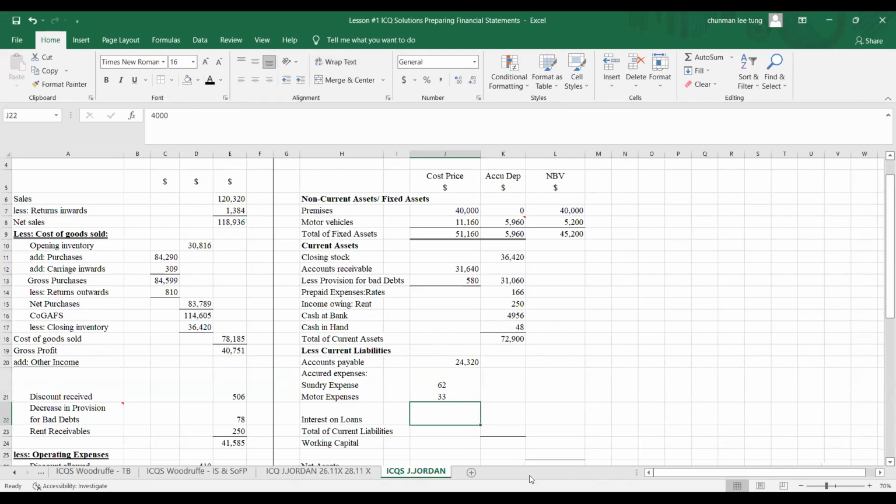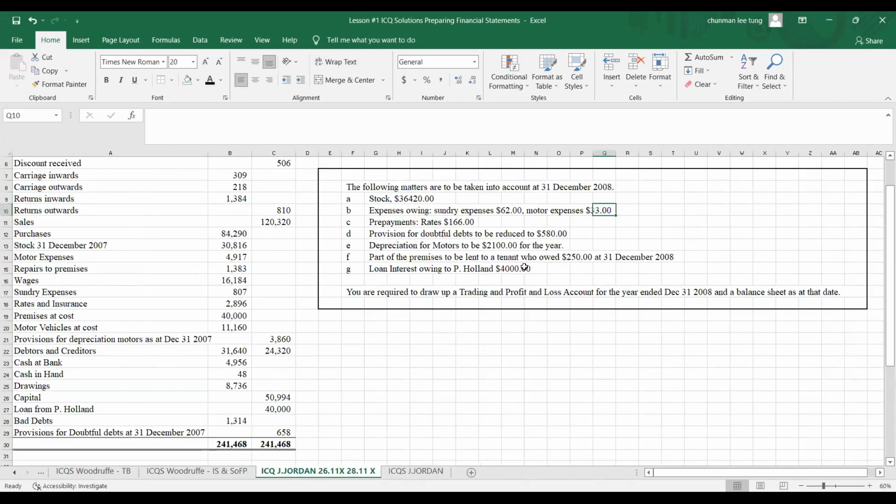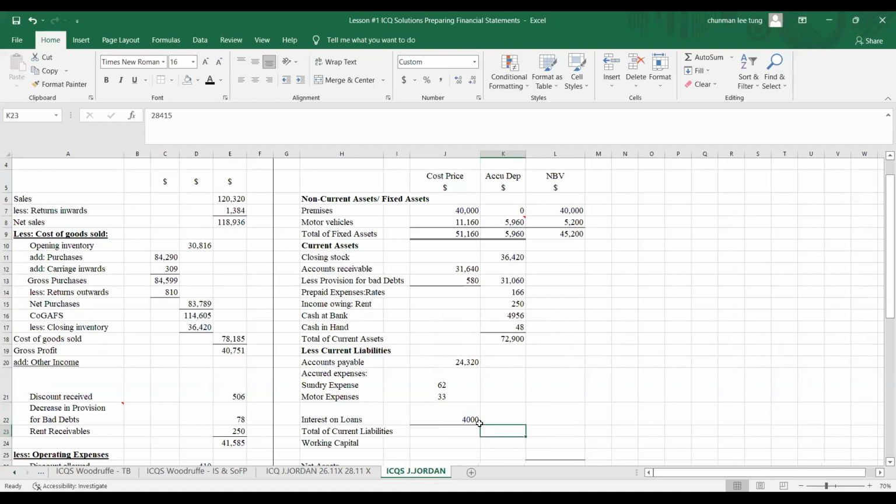We had the interest on loan, which is another current liability. Loan interest owing to P. Holland. It's owing, current liability. So a total of current liabilities should be 28,450.